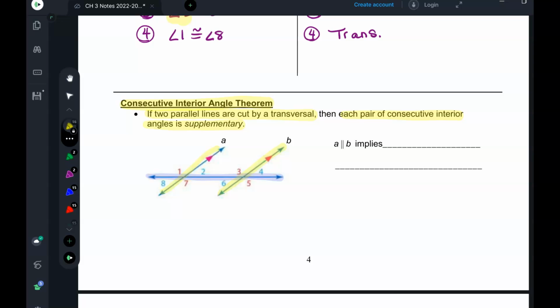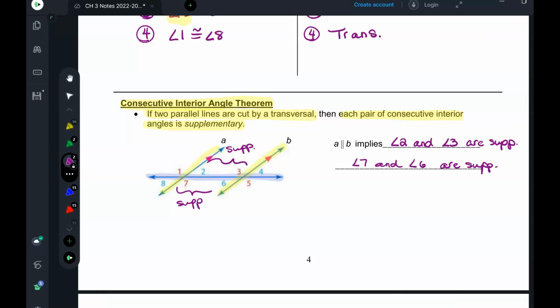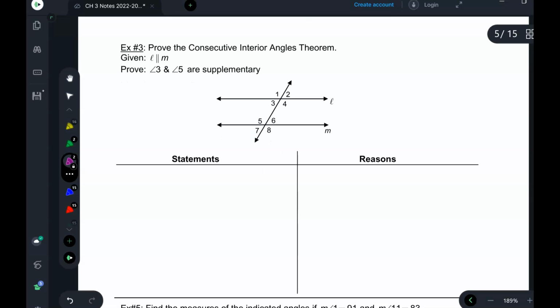So that means 2 and 3 are supplementary, and 6 and 7 are supplementary. So they're not congruent to each other, they are supplementary to each other. All right, let's go ahead and prove the consecutive interior angles theorem.